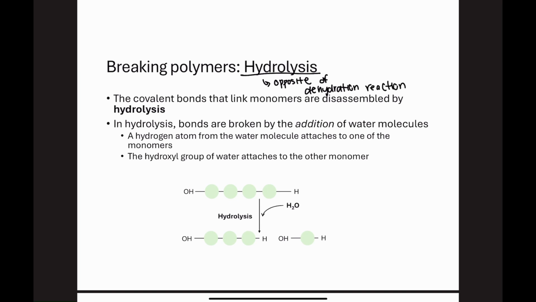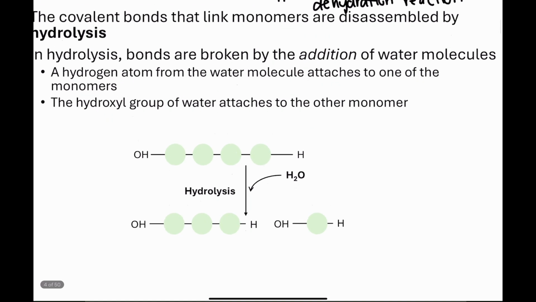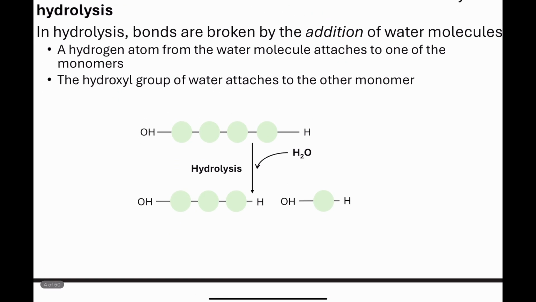So in hydrolysis, our covalent bonds are broken because of the addition of a water molecule. Here we have a polymer floating around, and we have water all around the environment. When this water molecule attaches to the polymer, the hydrogen atom from the water molecule is going to attach to one of the monomers. And say it decided to attach to this one. So the hydroxyl group of water is going to attach to the other monomer.